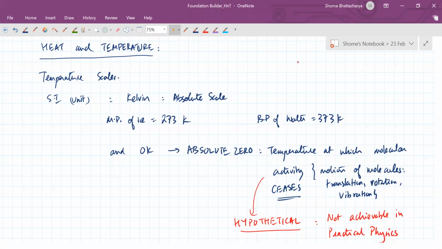Yes, minus 273 degrees C or 0 Kelvin, they are one and the same thing. That's correct. So that is the hypothetical temperature at which molecular activity ceases to exist. So that's why it is called the absolute zero. Okay, so it's a significant quantity in thermodynamics, but at the same time, it is not achievable in practical physics or in laboratory physics.